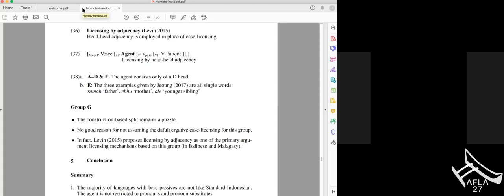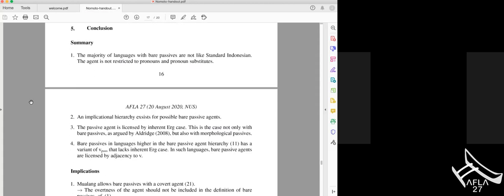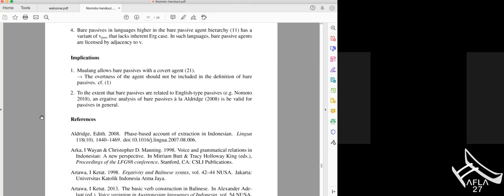So implications. We saw that Malay allows bare passives with a covert agent. So the overtness of the agent, which people often include in the definitions of bare passives, should not be included in the definition. Second, to the extent that bare passives are related to English type passives, as we saw in classical Malay, an ergative analysis of bare passives a la Aldridge may be valid for passives in general.